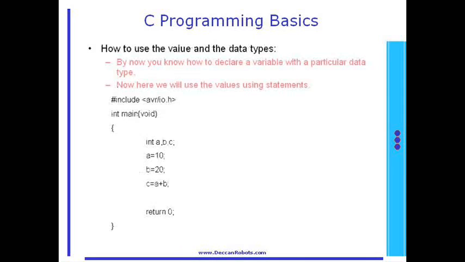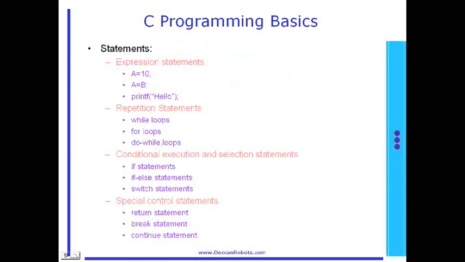By now you know how to declare a variable with a particular data type. Now here we will use the values using statements. A statement is a syntactic construction that performs an action when a program is executed. Statements can alter the value of variables, generate output, or process input. Observe the statements used to assign values and calculate the result. Expression statements, repetition statements, conditional execution and selection statements, and special control statements are the types of statements available in C programming. Examples of expression statements are r=10, r=b, or a simple function call like printf.